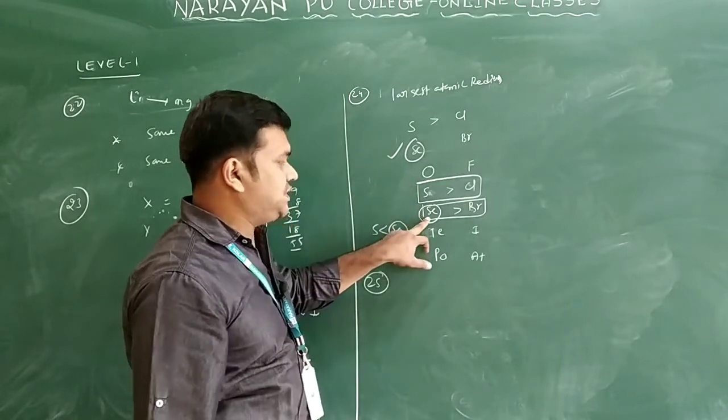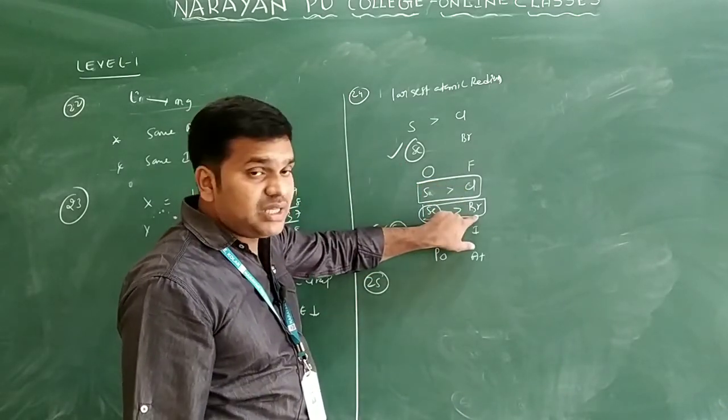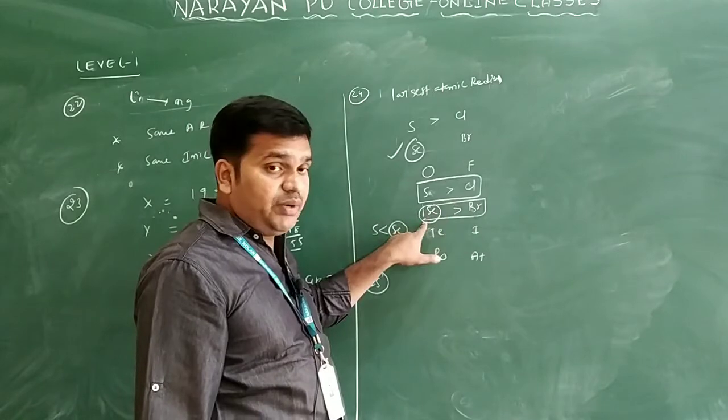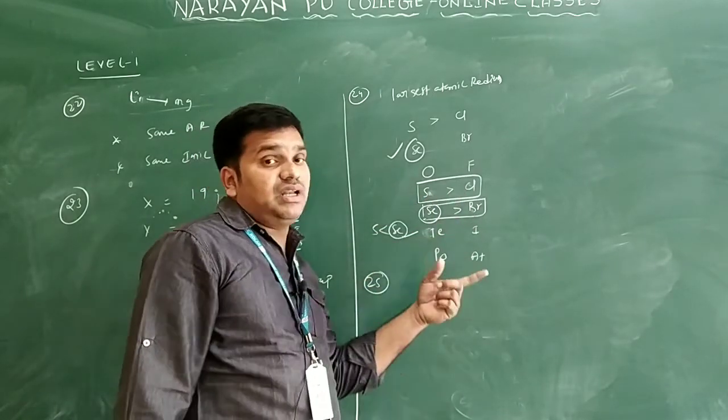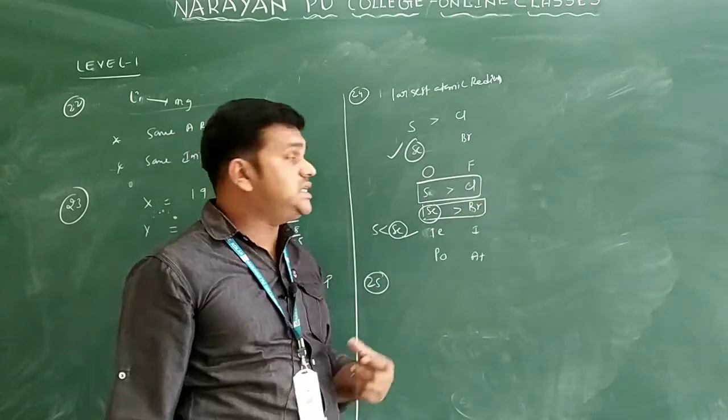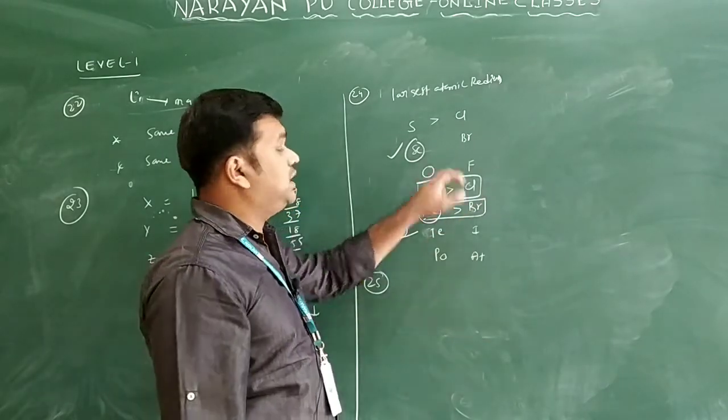This is the largest size. Comparing these elements, bromine is the largest size. But compared to selenium and bromine, selenium is the largest size. But compared to sulfur and chlorine, sulfur is the largest. Among the four, which one is the largest size? We have selenium only. That is the answer.